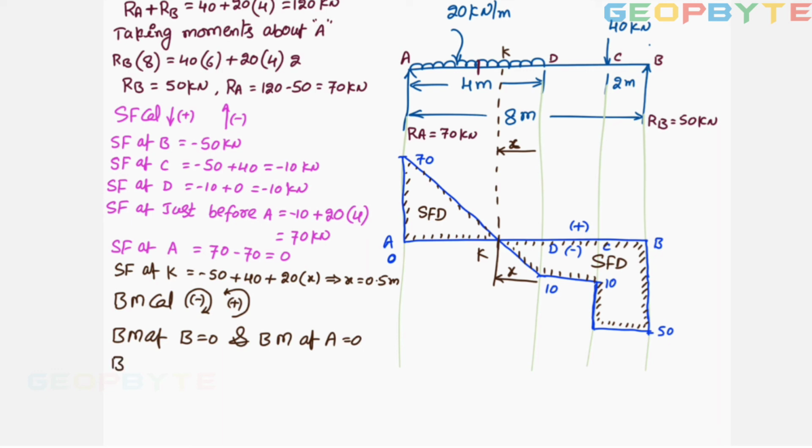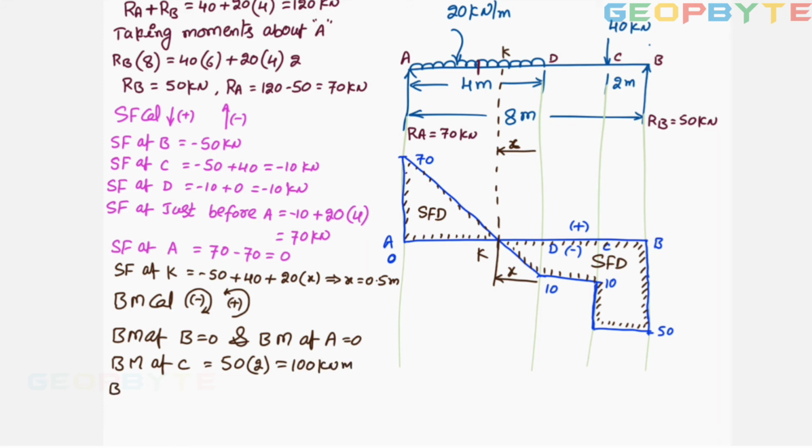Let us find the BM at other points. BM at C: just count how many loads are there before C. Only one load, that is the reaction, 50 multiplied by 2. Is it a clockwise moment or anti-clockwise moment? The reaction is developing an anti-clockwise moment with respect to C. It is equal to plus 100 kilonewton meter.